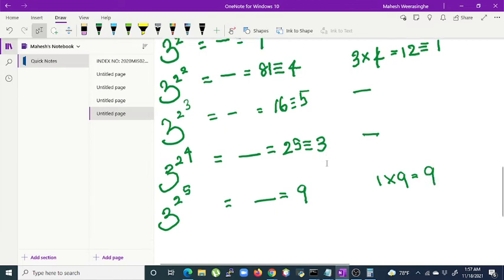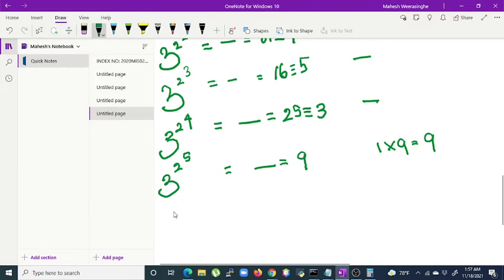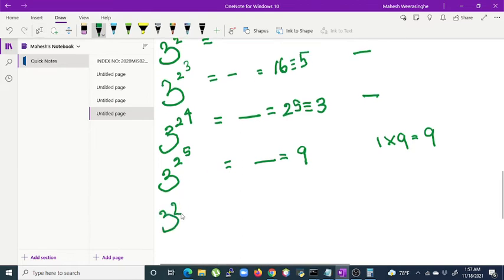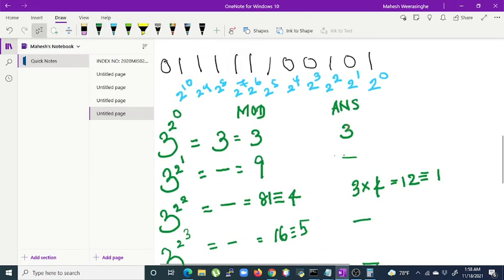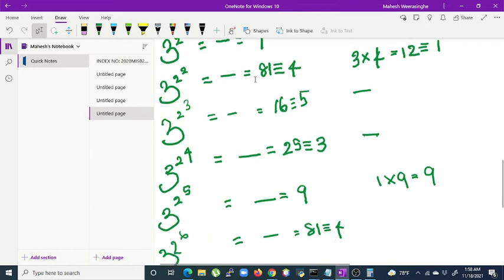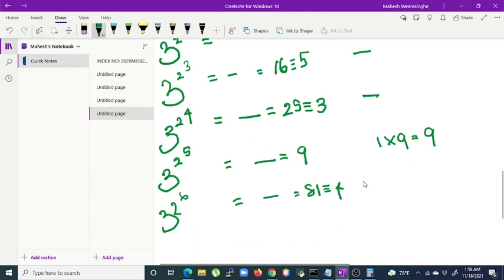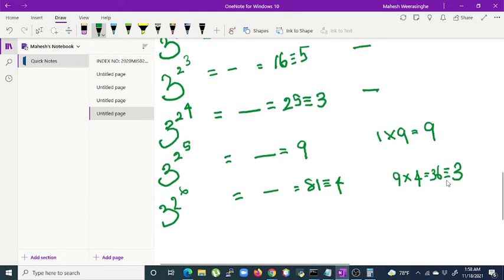So then let's go to the 3 to the power 6. 3 to the power 6. So we have to square this value. It's 81, and when I divide 81 by 11, the remainder would be 4. So let me check with the 2 to the power 6 as digit 1. Yeah, so then it should be going into the answer. So 9 into 4 is 36, congruent to 3.